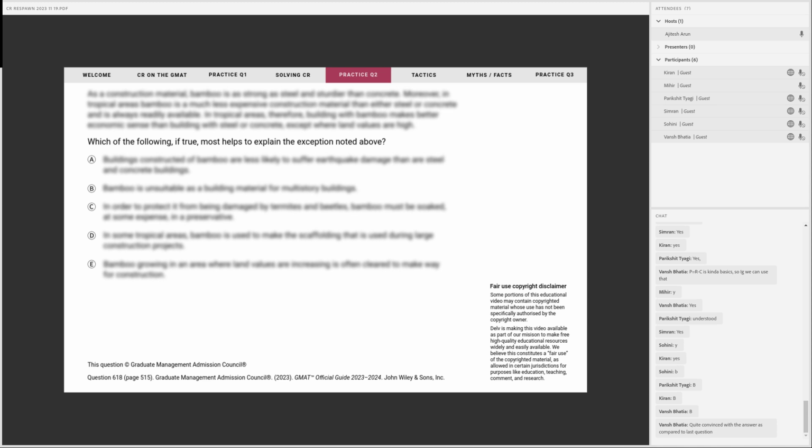Now, let me quickly remove option A for you. Option A says buildings constructed of bamboo are less likely to suffer earthquake damage than are steel and concrete buildings. If we want to say why bamboo is not used when land values are high, we are looking for a negative of bamboo, something that makes it a bad choice. But option A gives you another positive. If you add it, you get bamboo is strong, less expensive, always available, and good for protecting against earthquakes. That doesn't help you understand why bamboo should not be used where land values are high. It gives no explanation for that exception, so option A is out.